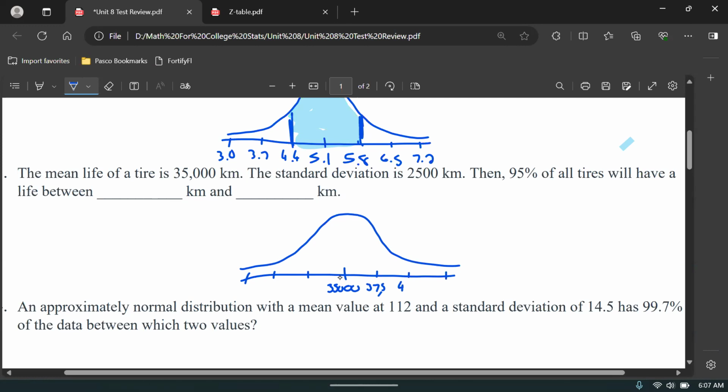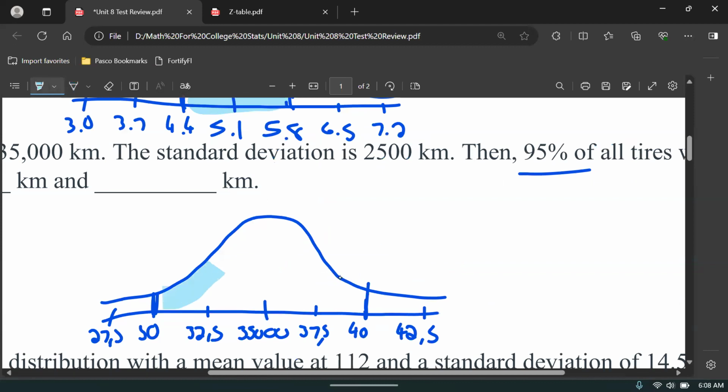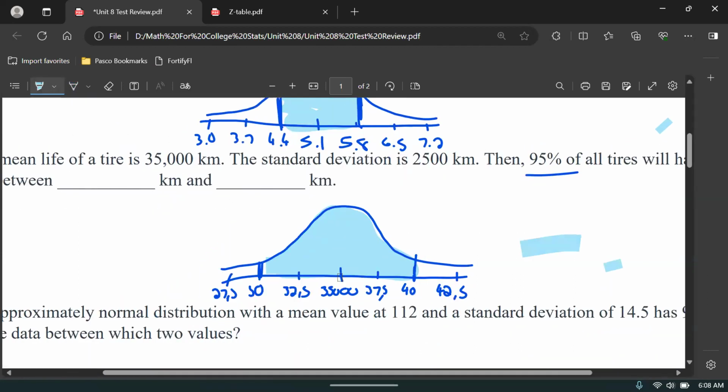Adding another, we have 40. I want to just leave these in thousands. Then we have 42.5. If you subtracted it, you'd have 32.5, 30,000, and then 27.5. So you're going for the 95th percent. So 95th is going to be the second standard deviation to the second standard deviation, which is these ones. So you're going from 30,000 to 40,000 by the looks of it here. So our answers are going to be 30,000 to 40,000.